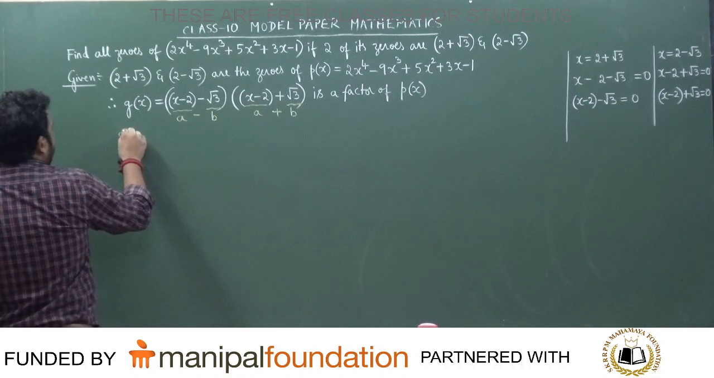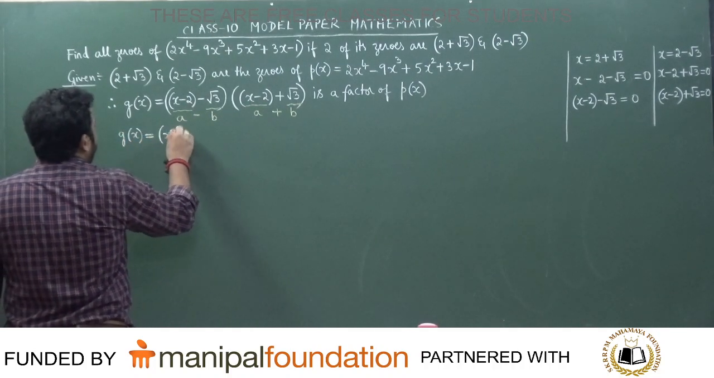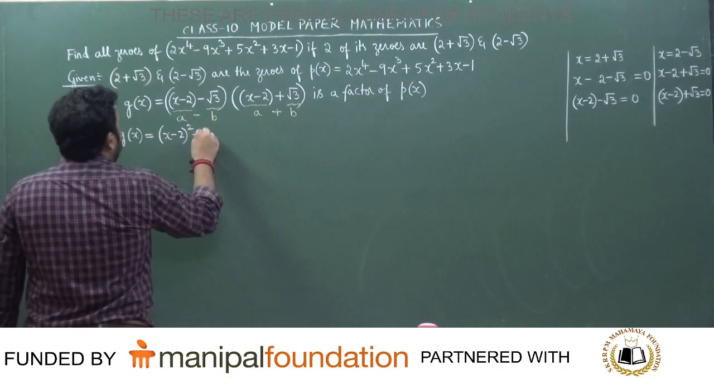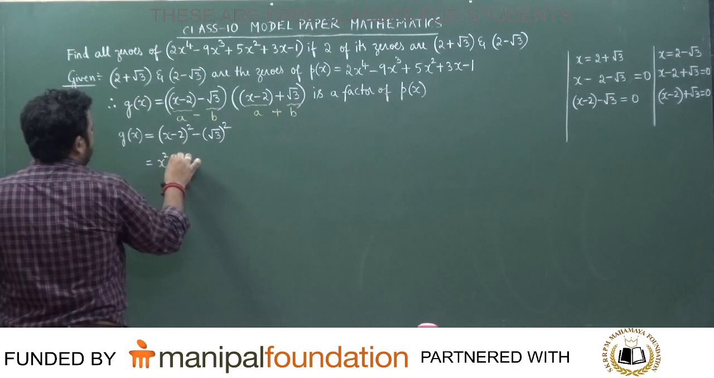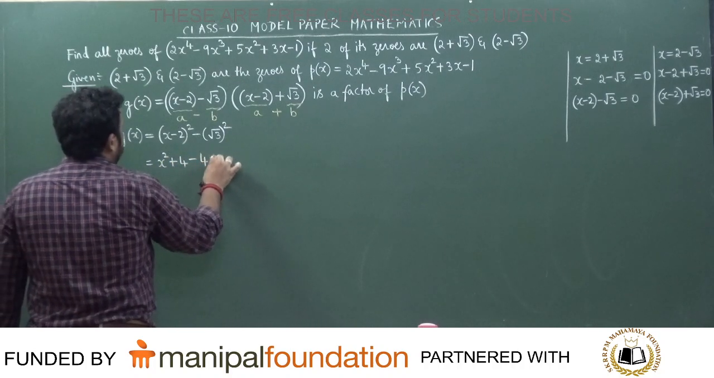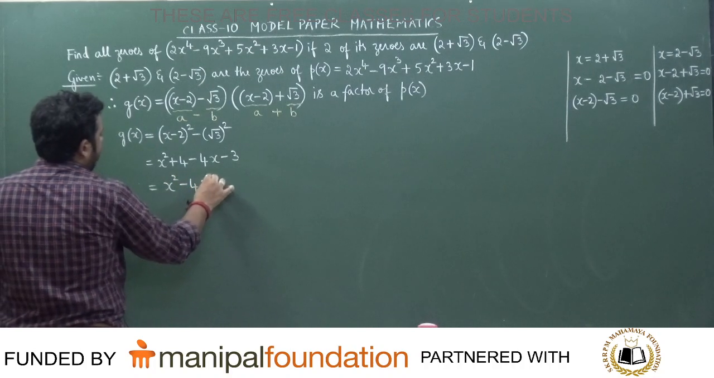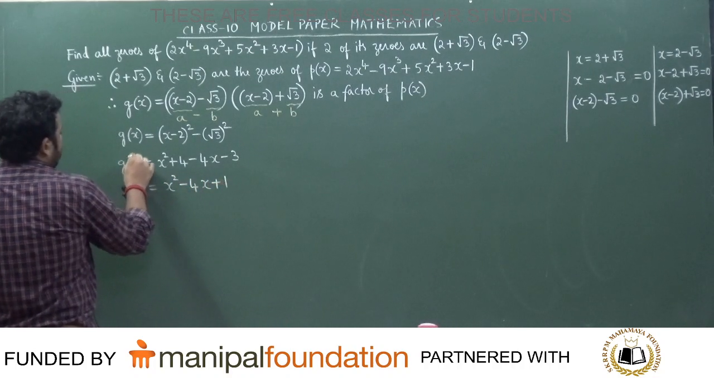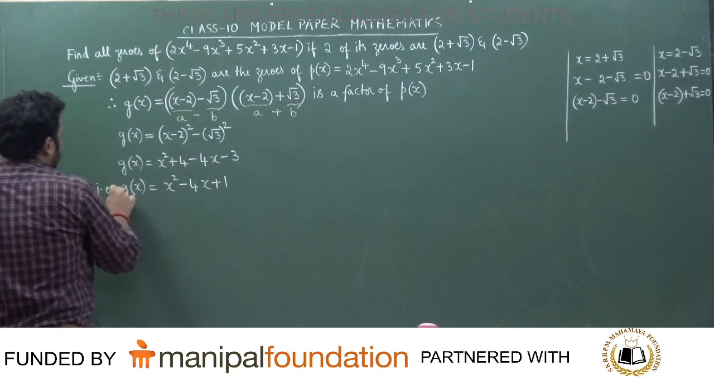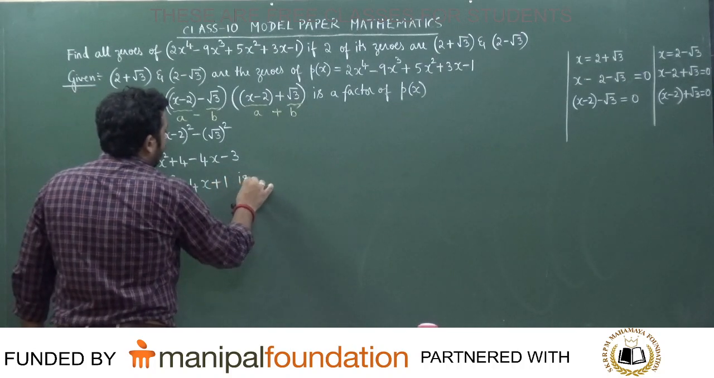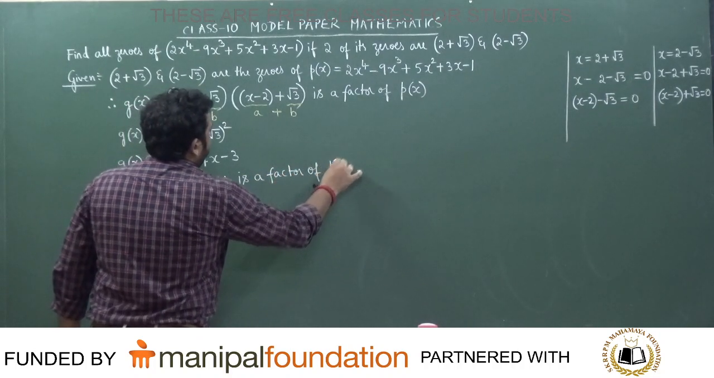So tell me, what is the formula for a minus b into a plus b? A square minus b square. X minus 2 the whole square minus root 3 the whole square. This is nothing but x square plus 4 minus 4x minus 3. So this is nothing but x square minus 4x plus 1. Correct or not? g of x is a factor of p of x.